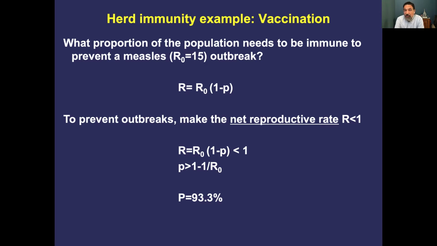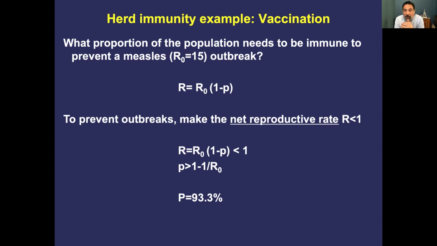So as the proportion immune increases, the potential for spread decreases. But at what level of immunity in the population is the herd protected against outbreaks and epidemic spread? Well, it turns out that you can estimate it by rearranging the formula for the net reproductive rate. Basically, you achieve herd immunity when the net reproductive rate is less than 1. So in the equation for the net reproductive rate R, you set R to be less than 1 and solve for P, the proportion immune. So in the example of measles with an R naught of 15, what proportion of the population needs to be immune to prevent measles outbreaks?